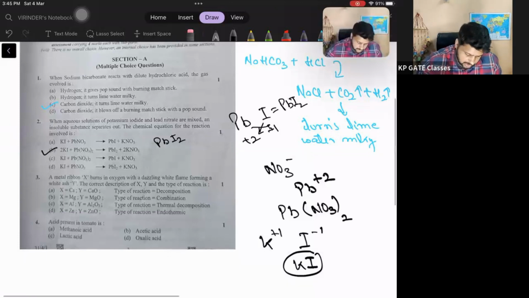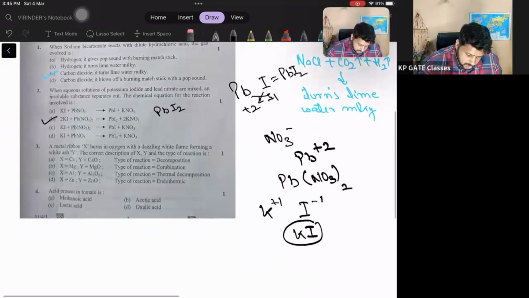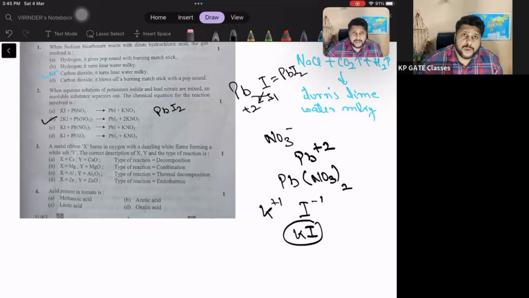Now let's come to the third question. So here the question is, a metal ribbon X burns in oxygen with a dazzling white flame forming a white ash. Why? The correct. So whenever dazzling flame comes, so we know that we have done the activity that magnesium burns with a dazzling flame. So let's see the options. There is only one option that magnesium is given. So correct option is B.